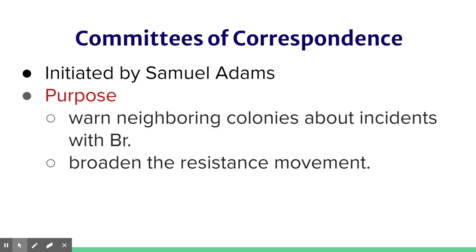So the Committee of Correspondence is initiated by Sam Adams. The whole goal of the Committee of Correspondence was to essentially warn neighboring colonies about incidents with Great Britain. It's a way to keep people in the loop, and obviously it's very biased. Anything that they feel is wrong is going to be expanded ten times more, because people are looking for it.